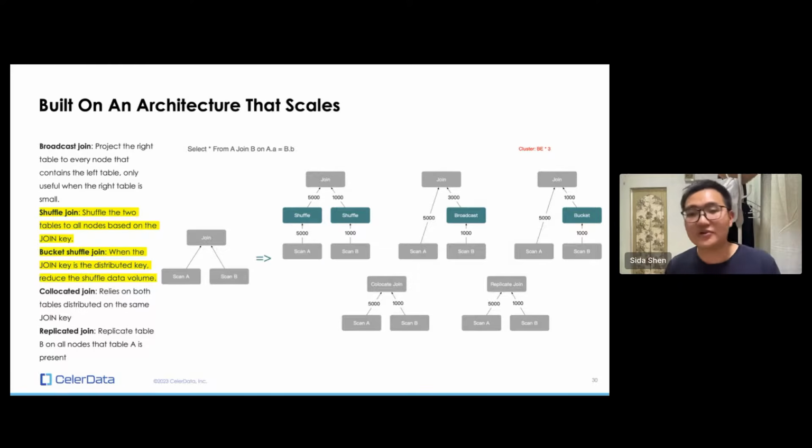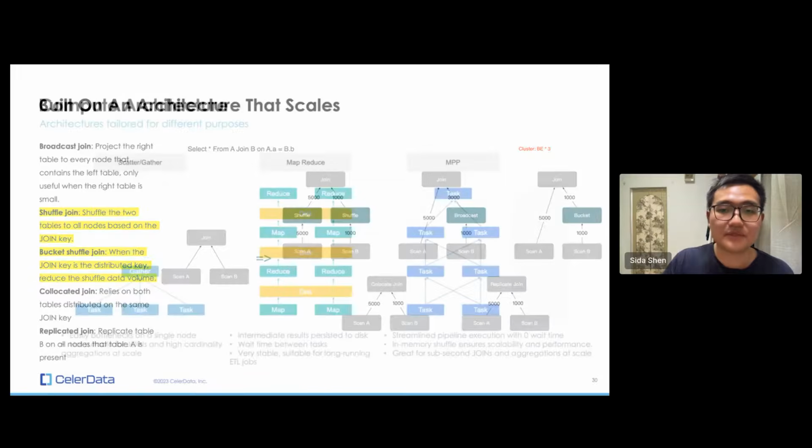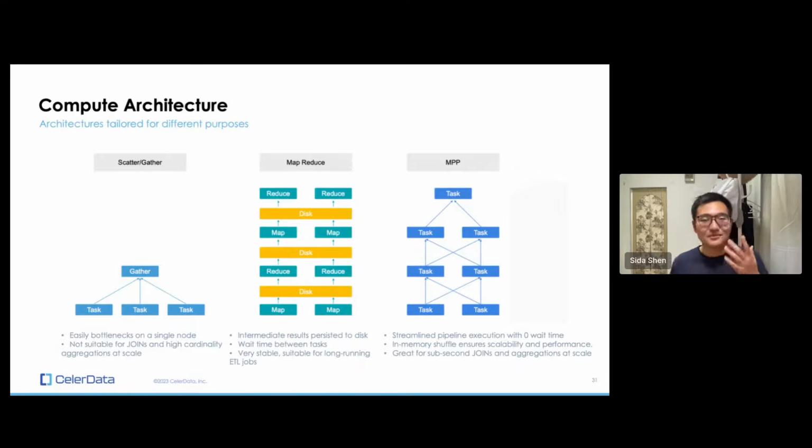And in any other scenario, if you want to join two billion or hundreds-of-billion scale tables together, and both are big, they're not going to work, right? You need a shuffle operation, because otherwise it's going to bottleneck on the size of a single node, right? Okay. And now let's talk about compute architecture.